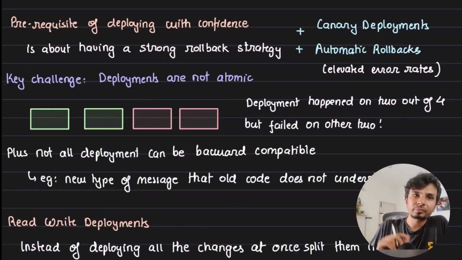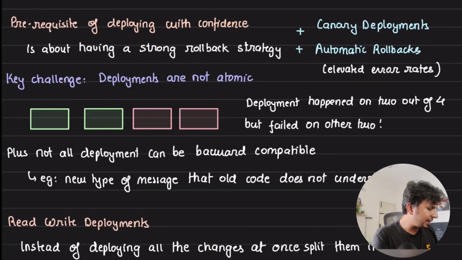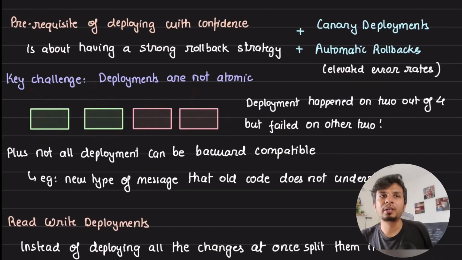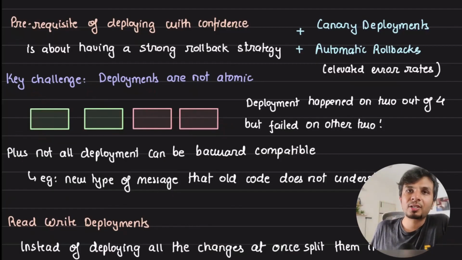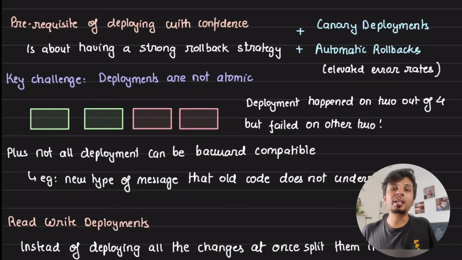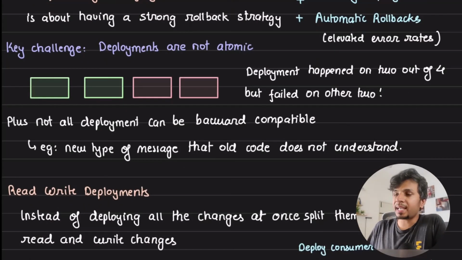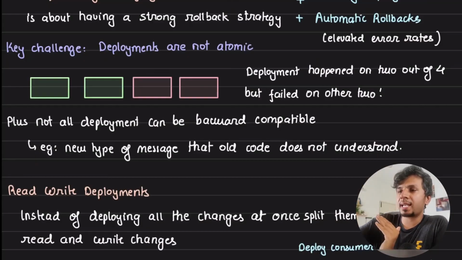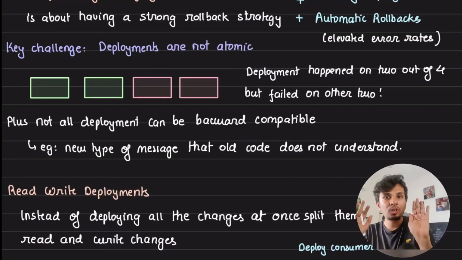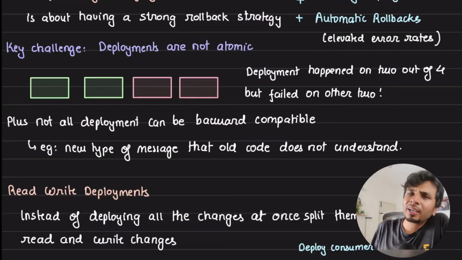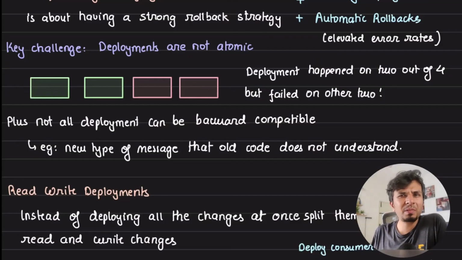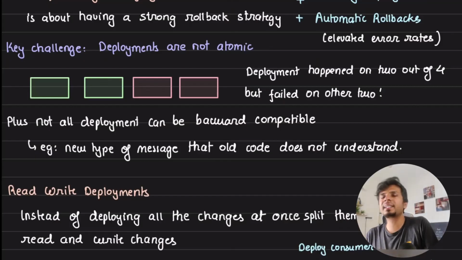But now a very interesting challenge comes in. Deployments are not atomic. Let's say you have 4 servers. While I was deploying, it got deployed on 2 servers, but on the other 2 servers the deployment failed. They are not atomic in nature. So you have to ensure that the code you are writing is backward compatible, which means that even if half the machines have new code and half have old code, you would not have any problem. But can you always make backward compatible changes? Not really. Let me give an example.